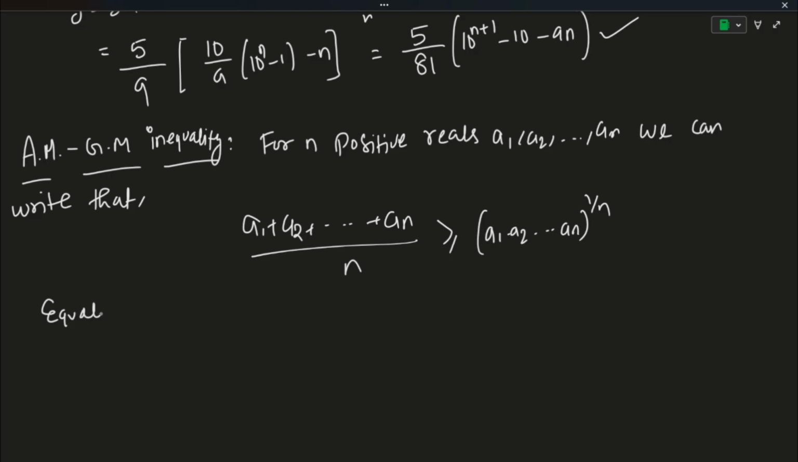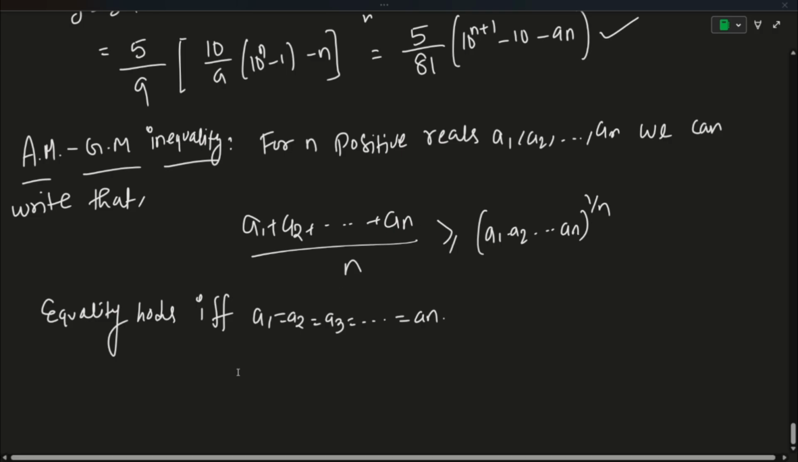Equality holds if and only if A1 is equal to A2 is equal to A3 is equal to all the way up to AN. Okay, so this can be used to find out minimum values and maximum values. So greater than or equal to means the minimum value of the AM is the GM, and the maximum value of the GM is this expression, right? We can use it to our advantage.